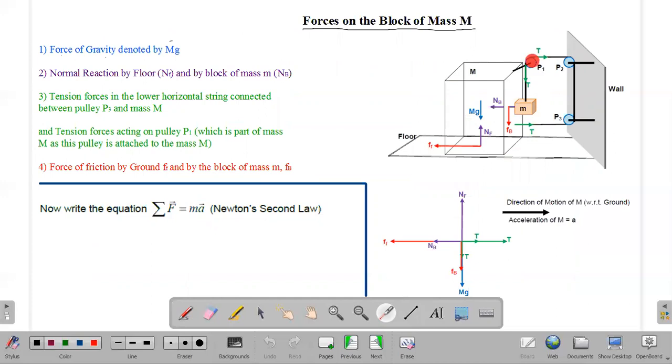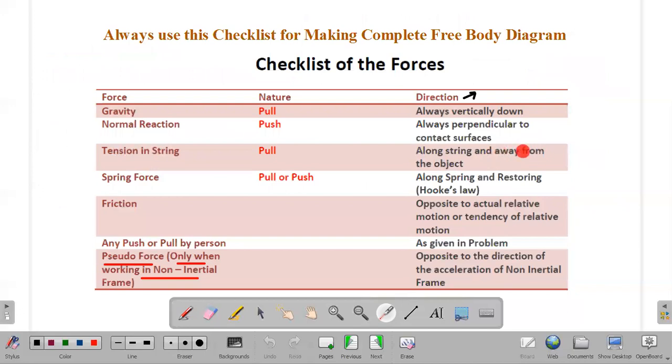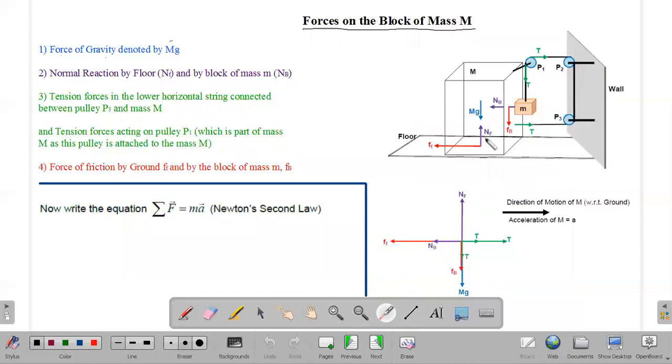So consider this pulley as a part of mass M and use the fact that the tension force acts away from the object. So the tension forces acting on this pulley will be capital T in the right side direction and capital T in the downward direction. These two tension forces will be present on this pulley, acting away from this pulley by these two portions of the string. So these two tension forces we will consider in the free body diagram as per the checklist.